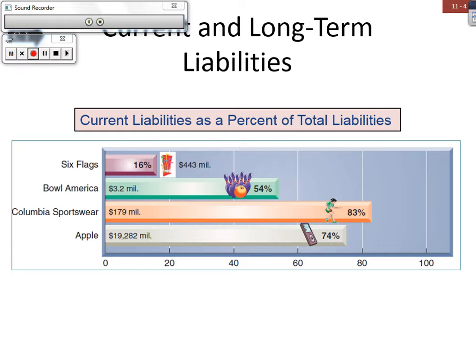Bowl America, which I've never even heard of that company. However, they have 3.2 million in liabilities, but 54% of that is current. Columbia Sportswear, 179 million, 83% of it is current, which is pretty bad. Apple, it's no surprise that they would have 74% in current liabilities. Apple is a very big company, so that's fine. But look at the amount of total liabilities that they have.